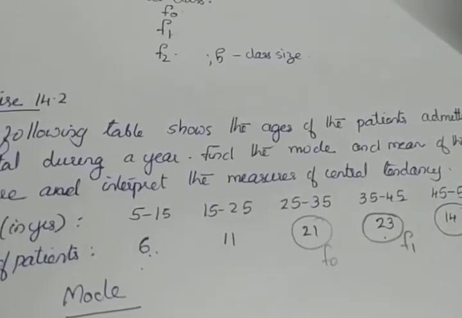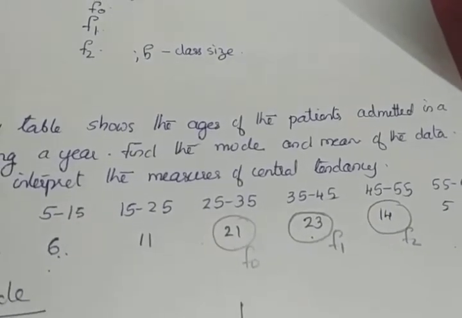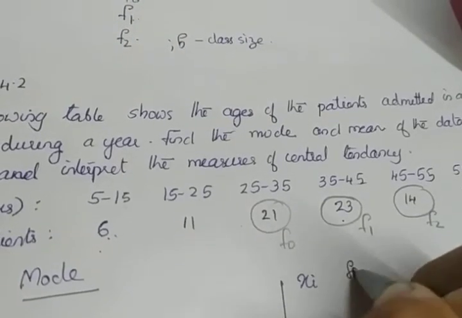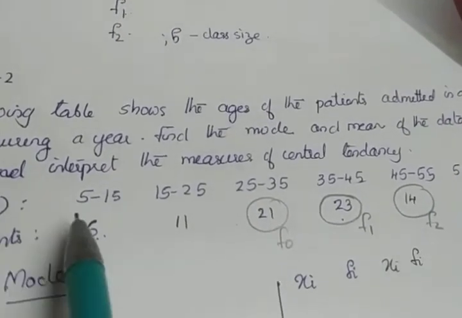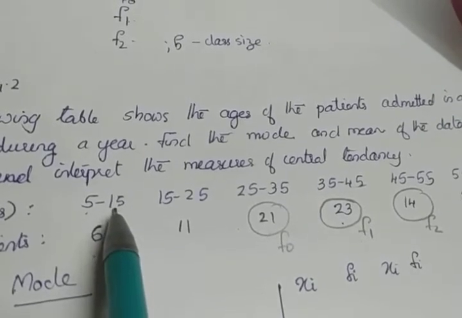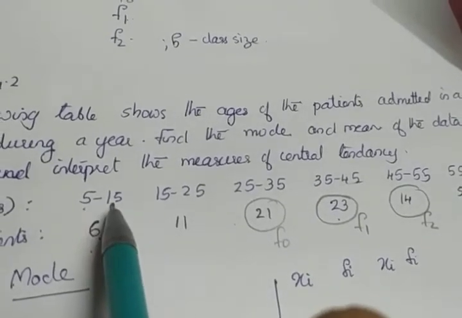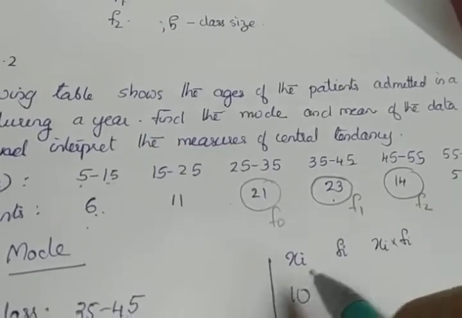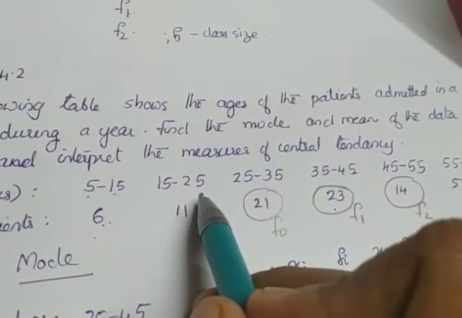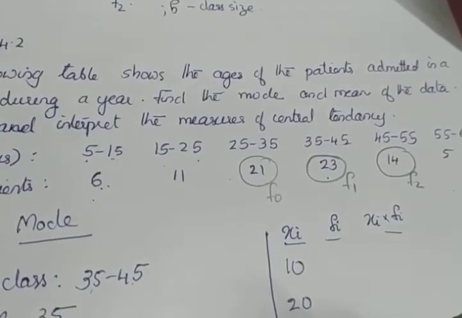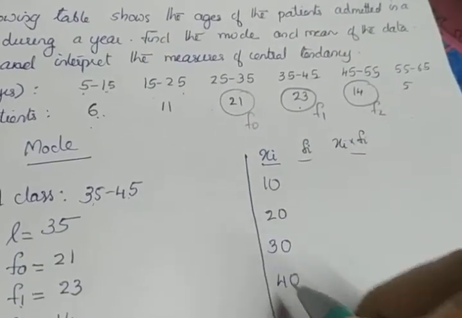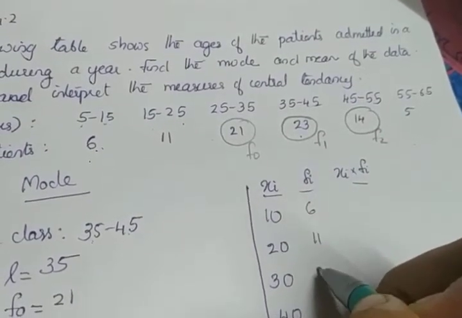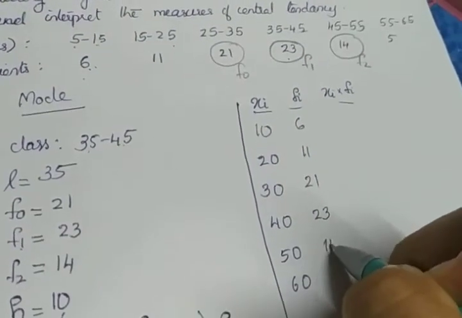Again, one more is there to find, the mean. To find the mean, we will apply the direct method here. So we have to write the columns xi, fi and xi fi. What is xi? 5 plus 15 is 20, 20 by 2 gives you 10. The next value will be 15 plus 25, which gives you 40, 40 by 2 is 20. The next will be 30, 40, 50 and 60. Write the frequencies 6, 11, 21, 23, 14 and 5.